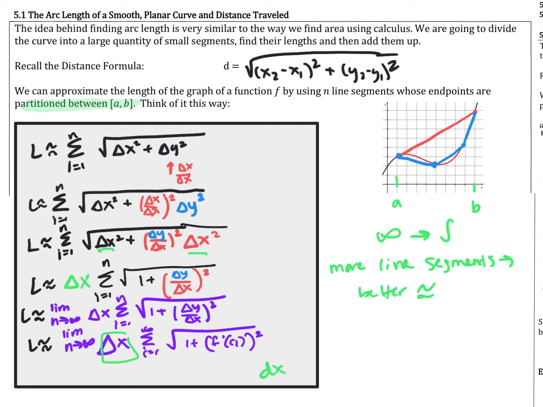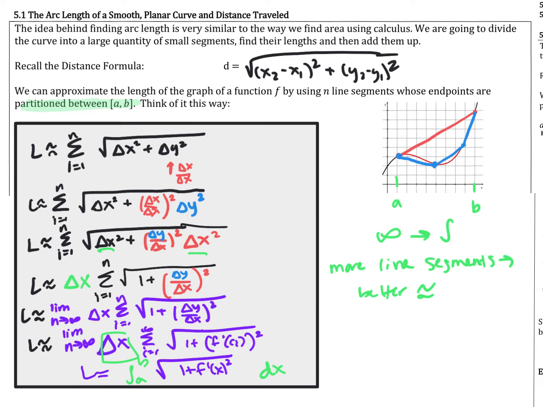My integral is going to become the integral from wherever we're starting, a, to wherever we're ending, b, of the square root of 1 plus f prime of x squared dx. So that's where this formula comes from. No one's going to be assessing you on the proof here. It's just good to know where it comes from.